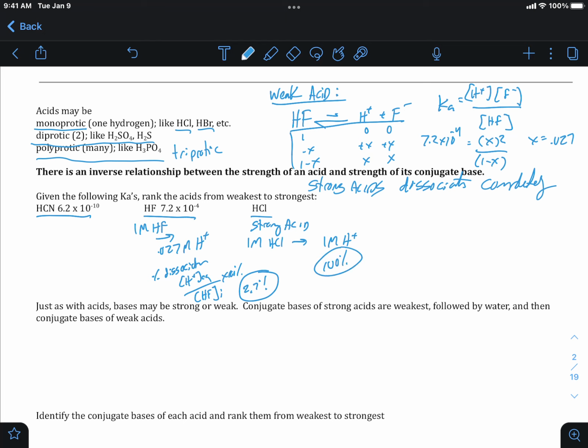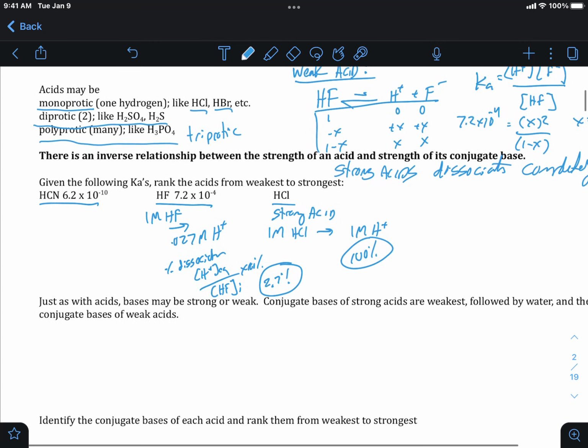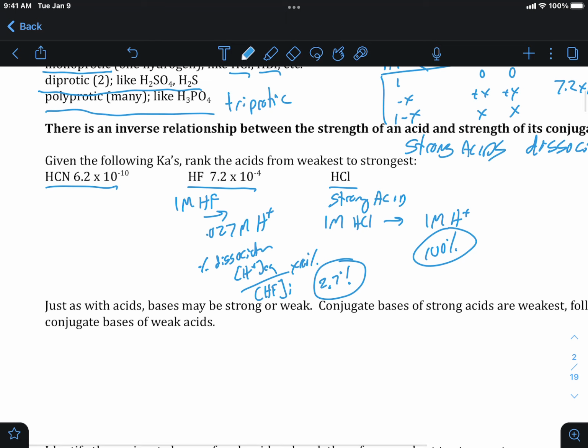Okay, so let's try this other one here, HCN. Probably could have given myself more room here. Let's just do a small ICE table. Let's use 1 molar again.